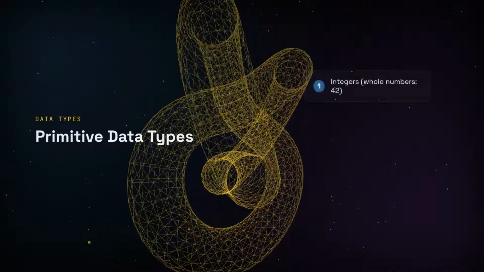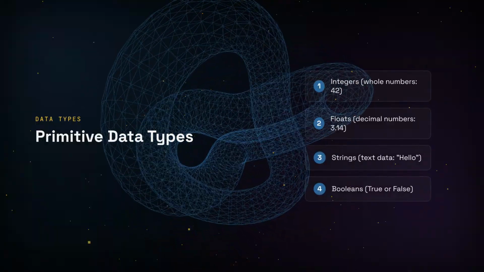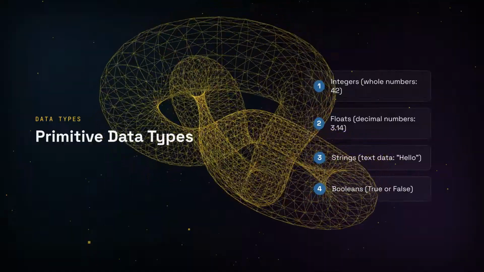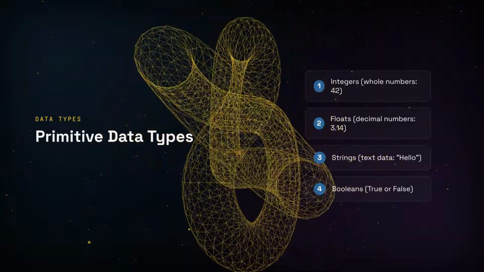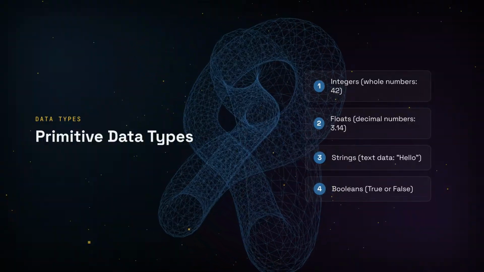Now that we know how variables store information, let us talk about the different kinds of information we can store inside them. These are called data types. Just like a real storage box might hold a number, a piece of text, or a simple yes or no answer, Python variables can store distinct data types.